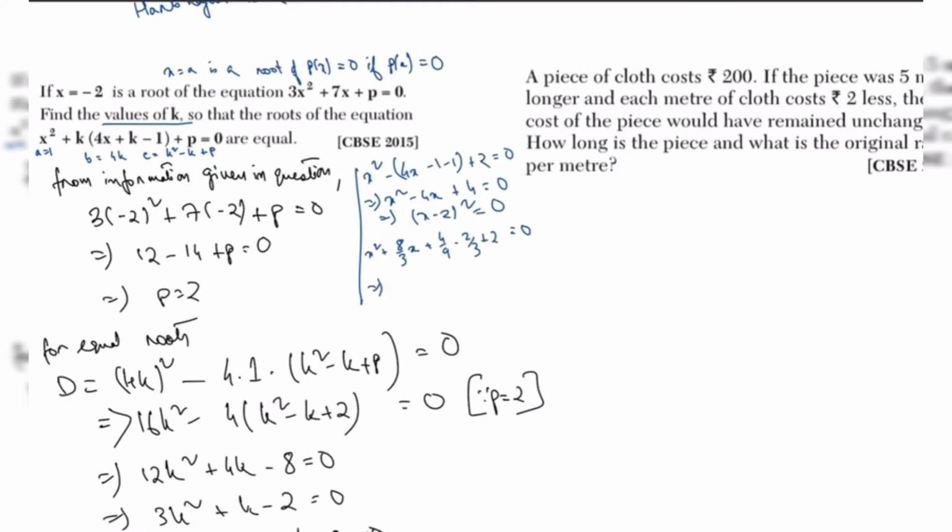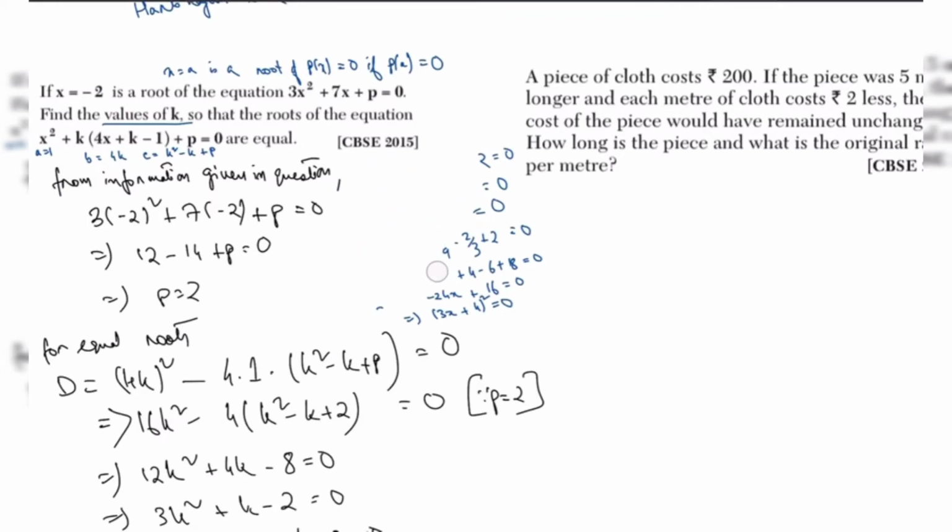Let's multiply everything by 9. So 9x square plus 8 times 3 is 24x plus 4 minus 6 plus 18 equals 0 implies 9x square plus 24x plus 16 equals 0, which is 3x plus 4 whole square equals 0. Again we have equal roots. So yes, the two values of k are correct.